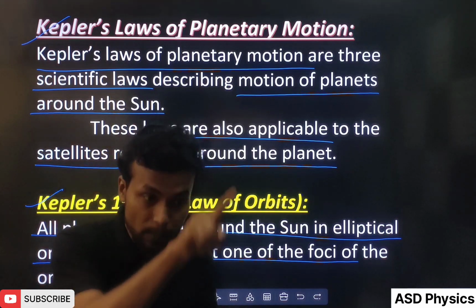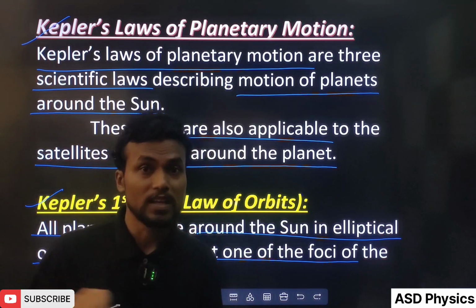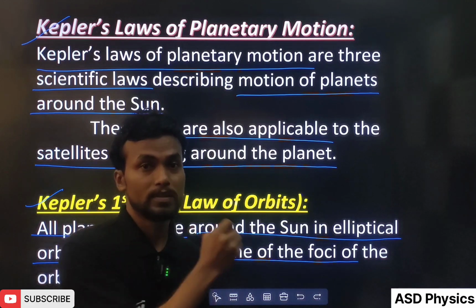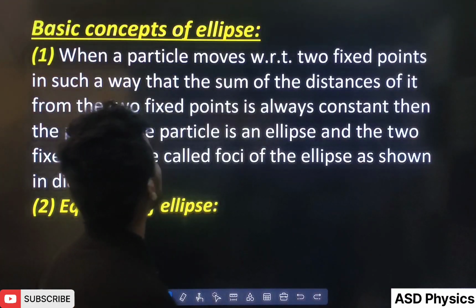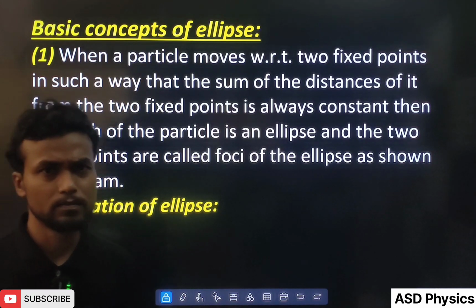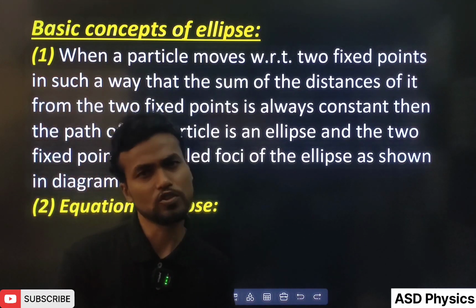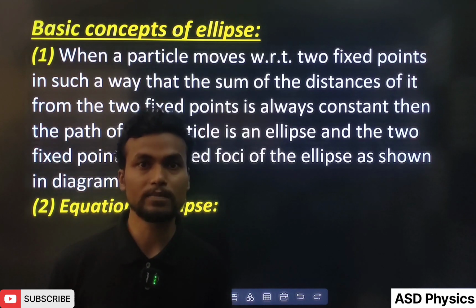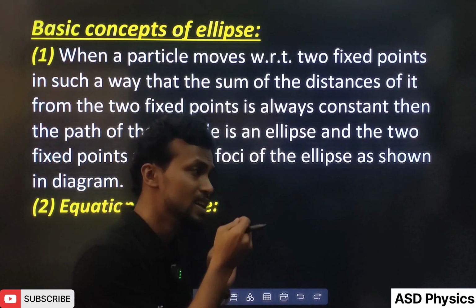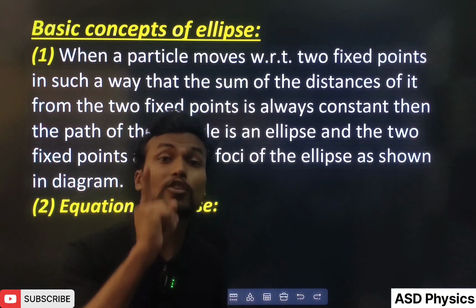And where is the planet? The planet is revolving around the sun. In which orbit? Elliptical orbit. Now a very general thing we are going to see. Okay, next, students, basic concepts of the ellipse, because before learning this law we should know very well about the ellipse. In maths we will study and we know some of the basics, but still we will learn to understand this topic very well, especially the second law of Kepler.